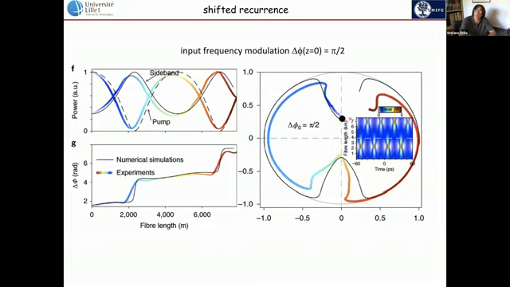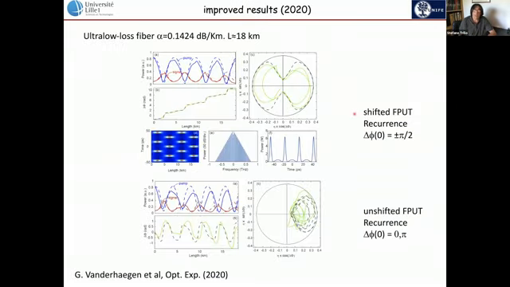This means that you are actually on these double loop orbits, which are outside the separatrix. Okay, we improved these results in 2020, essentially using ultra-low loss fibers. This permits using a much longer fiber, 18 kilometers instead of the starting 8. And again, what I show here is a comparison between the input amplitude.